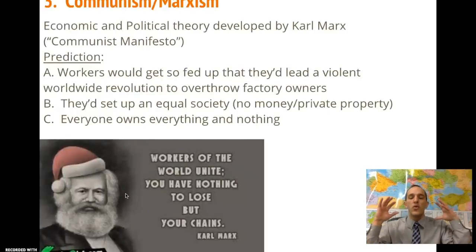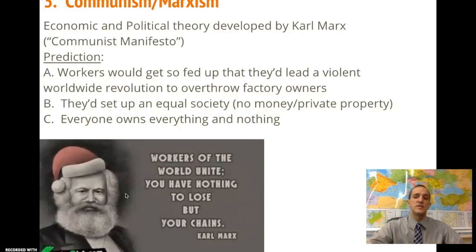He said the working conditions are so horrible in Europe that eventually the workers are going to overthrow the owners, in a worldwide revolution. So the workers around the world are going to rise up and overthrow the owners, and they're going to set up a society where everyone is equal. No money, no private property, where every single person is going to own everything together. And at the same time, this is kind of weird, but everyone who owns everything will also own nothing. So everyone shares everything. Everyone owns everything.